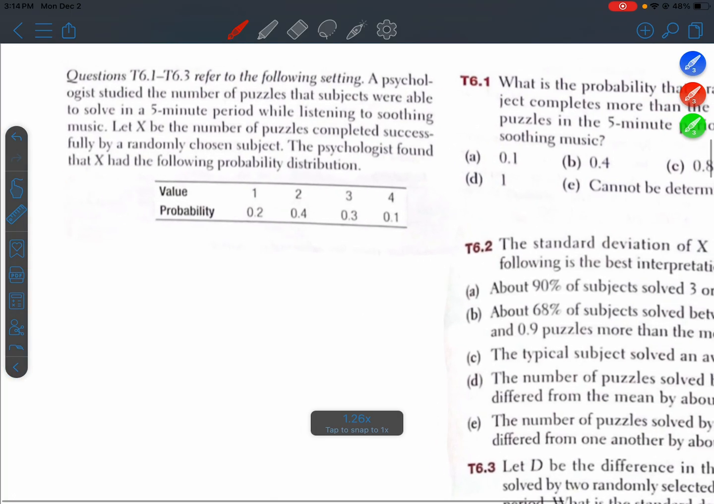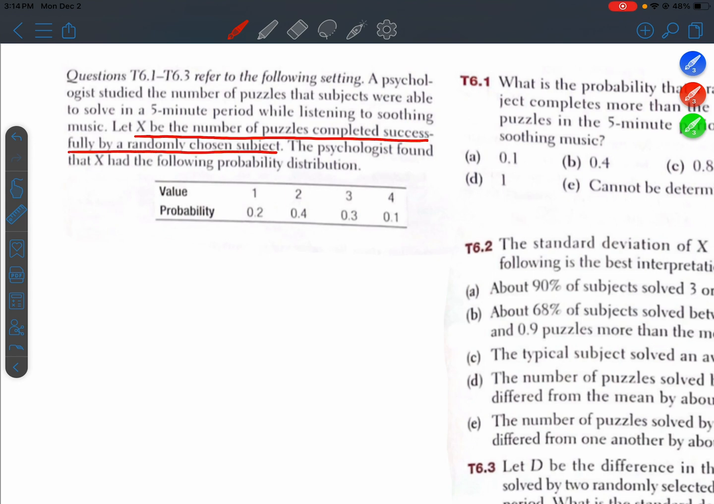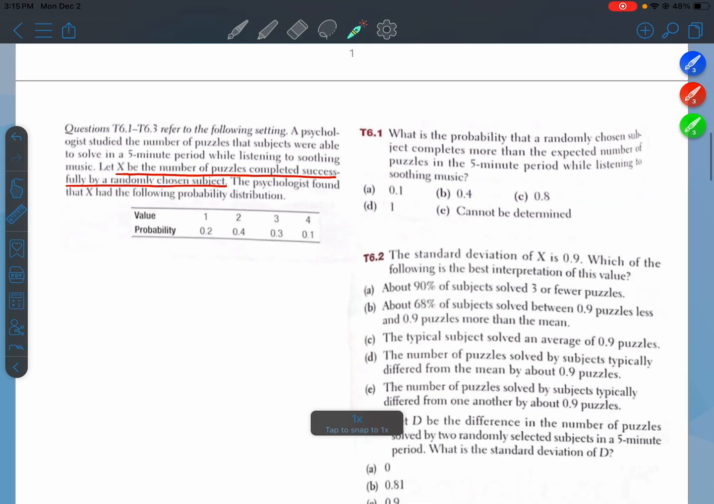All right, first thing I want to do is underline the definition of our variable. They've defined X to be the number of completed puzzles. Next, I want to make sure that the probabilities add up to 1. So 20 and 40 is 60, 60 and 30 is 90, 90 and 10 is 100%. So yes, everything is looking good so far.